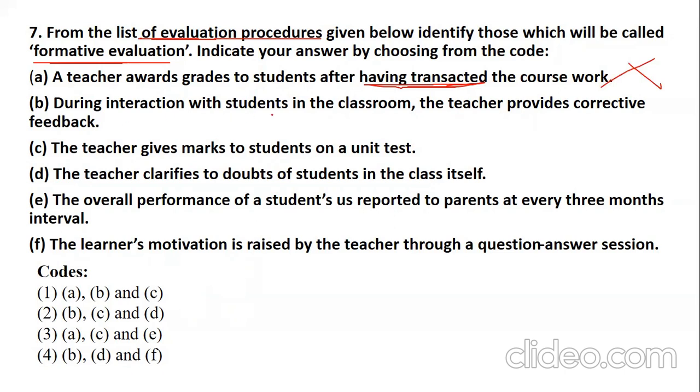During interaction with the students in the classroom, the teacher provides corrective feedback. Yes, on the spot हो रहा है, continuously हो रहा है. The teacher gives marks to the students on a unit test. नहीं, ये तो summative है. The teacher clarifies the doubts in the class itself. Yes, ये on the spot हो रहा है. The overall performance of the students reported to the parents every 3 months. यानी ये हमारे unit test का result है, ये summative type में, ये तो नहीं होगा.